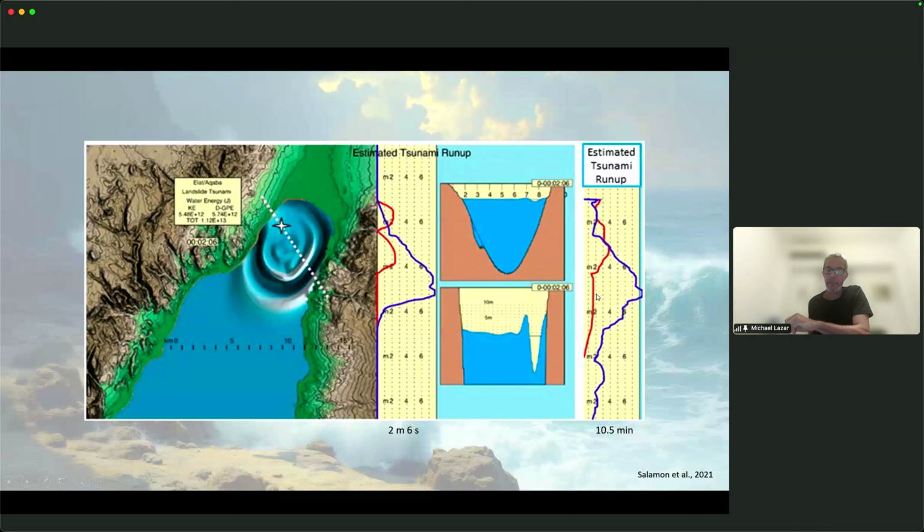meters after 2 minutes and 6 seconds, and we're still at 8 meters after 10 and a half minutes. This is the area, so this would be the sediment that was removed in the landslide, and this would be the wave. This little dip over here is enlarged over here, and we do have a range of 10, if not 15 meters in this area.